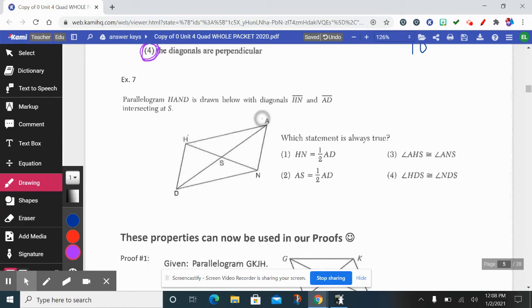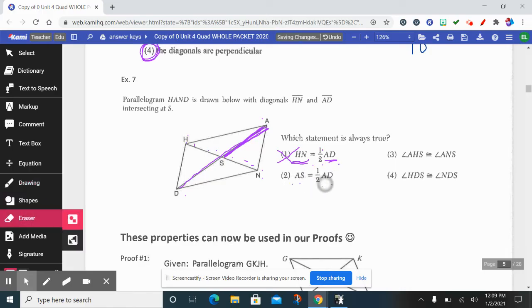Parallelogram HAND, H-A-N-D, diagonals meet at point S. Which statement is always true? HN equals a half of AD. Well, AD looks really long. HN is the other diagonal. Those two diagonals don't have anything in common, so it's not going to be choice 1. AS is short. Is that half of anything else? It's not. All right. So AS is the shorter one, but AS equals a half of AD.